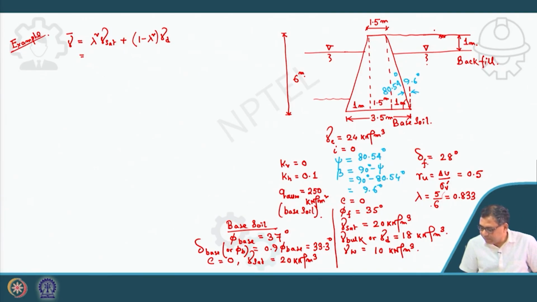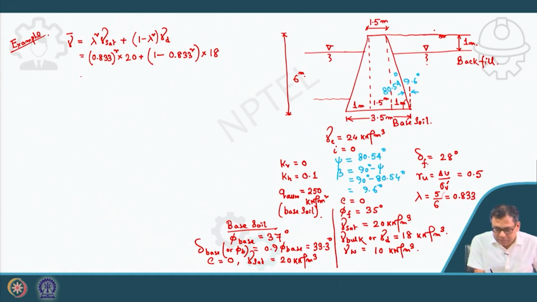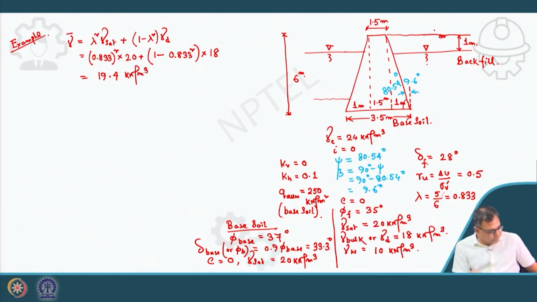Here, lambda is 0.833. So, 0.833 whole square times gamma sat, which is 20, plus 1 minus 0.833 square times gamma dry, which is given as 18. The average unit weight comes out to be 19.4 kilonewton per meter cube, so about 19 kilonewton per meter cube is the average unit weight.